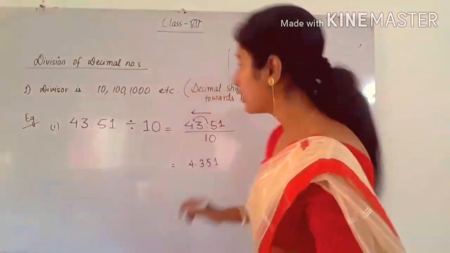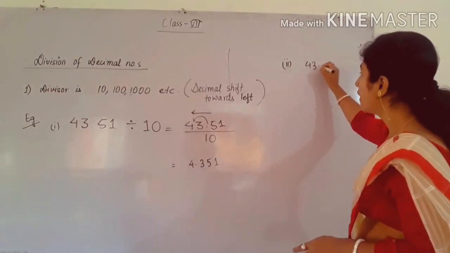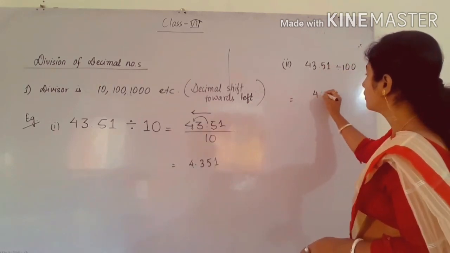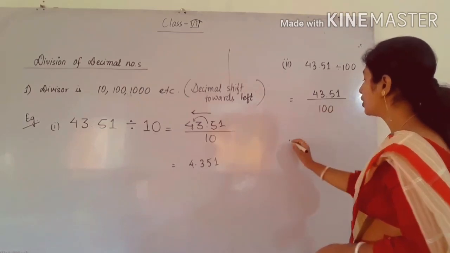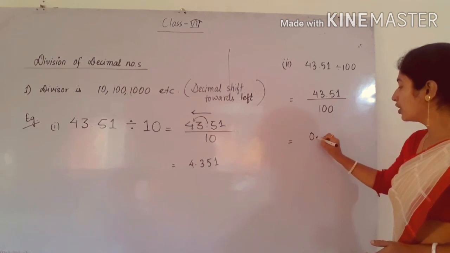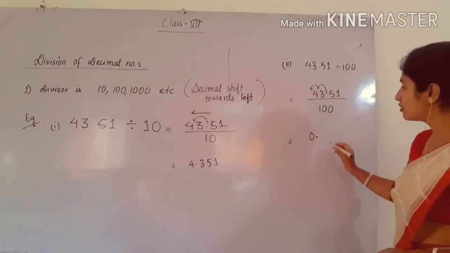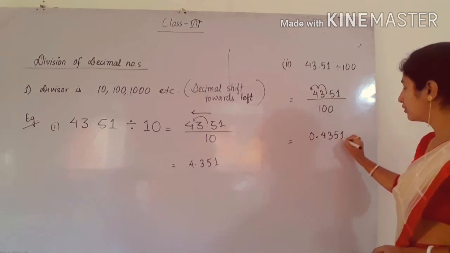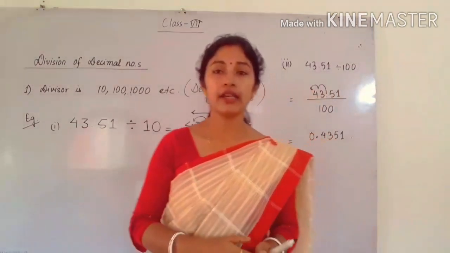Similarly, see example number 2. I am taking the same example, but here I am dividing it by 100. So what will happen? See, the numbers will not change. Only there will be a change in the shifting of the decimal. So it will be how much? 1, 2, because after 1 we have 2 zeros. So it will be 0.4351.